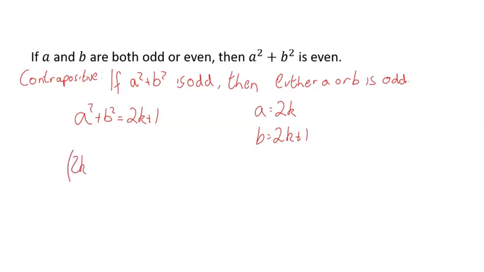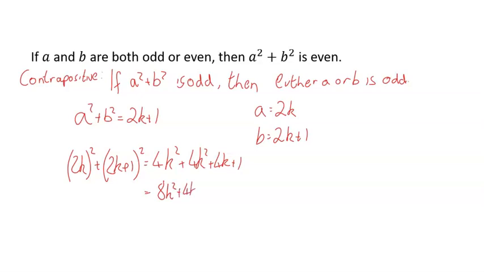So a squared is (2k) squared plus, and then b squared is (2k plus 1) squared. What that's going to give me is 4k squared plus 4k squared plus 4k plus 1. Again, group like terms together to simplify it down, and I'll get 8k squared plus 4k plus 1. Now, if I focus on just this first part here, I can take a common factor of 2 out of both of those terms. So I can write it as 2 times (4k squared plus 2k), and then plus 1.